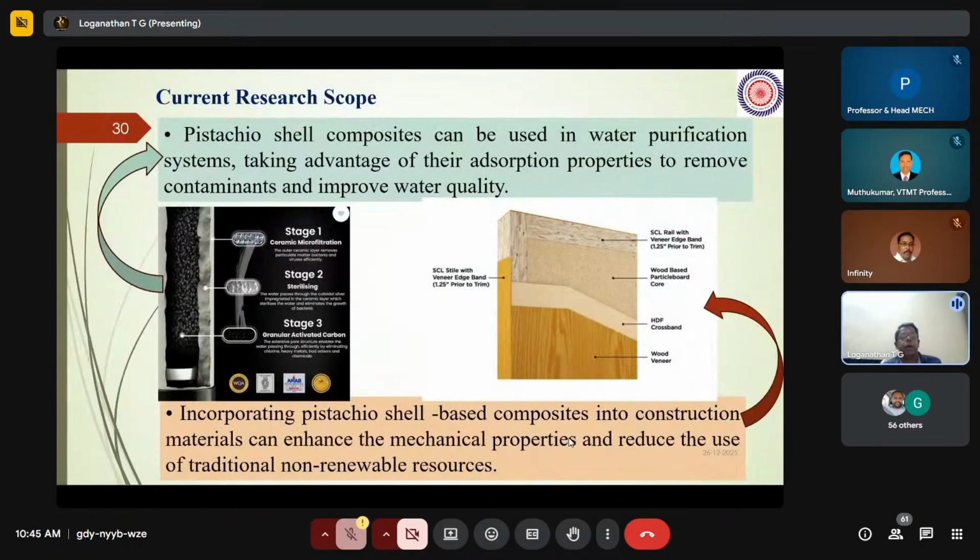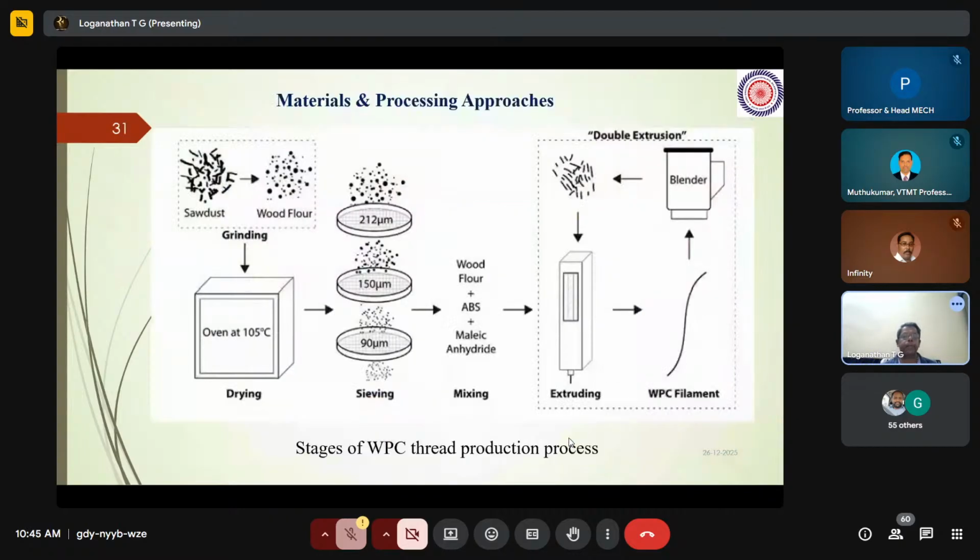And the same shell powder has a future scope: it can be used in the making of a water purifier as well. This they have not touched upon, but we can use it in place of a carbon filter. We can use this naturally derived carbon in the making of a water filter. The same can also be used in making a structural panel. So these two are still available as openings for research in terms of shell powder.